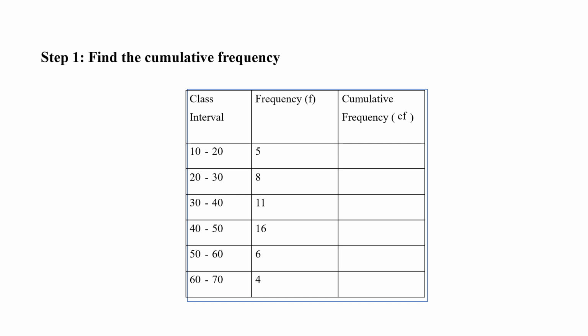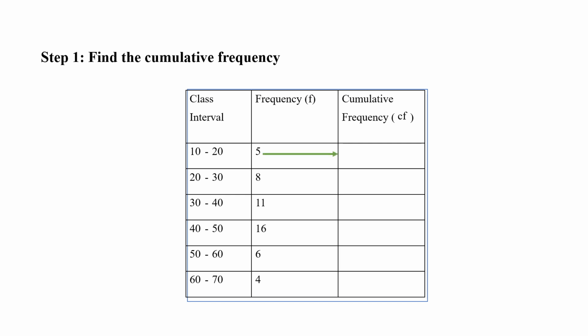To calculate the median, let's follow some steps. The first step is to find the cumulative frequency. This step helps us identify where the middle value, which is the median, is situated. In the given frequency table, we have class intervals and their corresponding frequencies. To find the cumulative frequency, which is the CF, you add up the frequencies sequentially. The cumulative frequency for each class is the total number of observations up to and including that class.